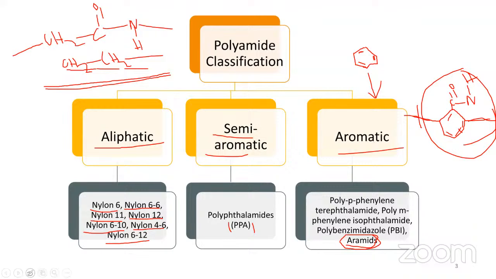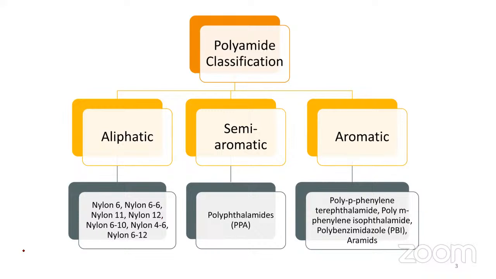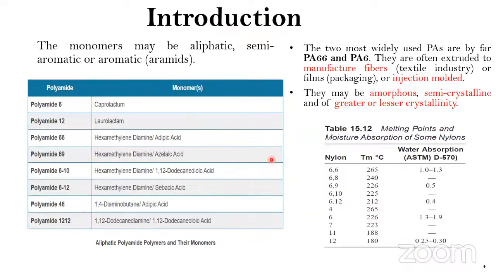So we will try to cover the importance of this polyamide and the important polyamides that are commonly used in the market. So this is the general classification. The polyamide has been classified. Next, here will be the general introduction to the aliphatic and semi-aromatic or the aromatic amides.